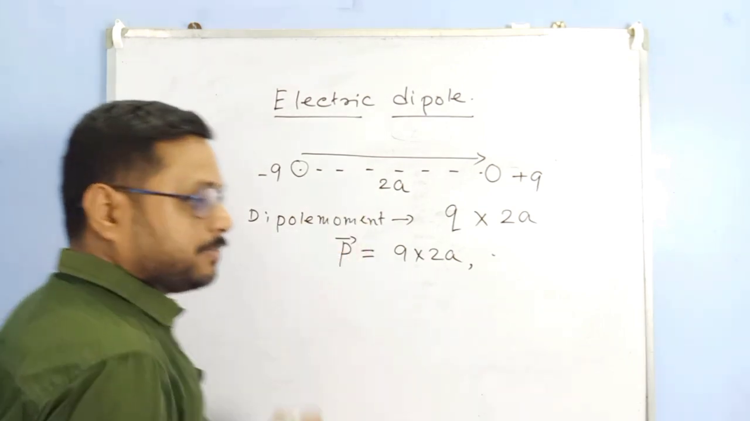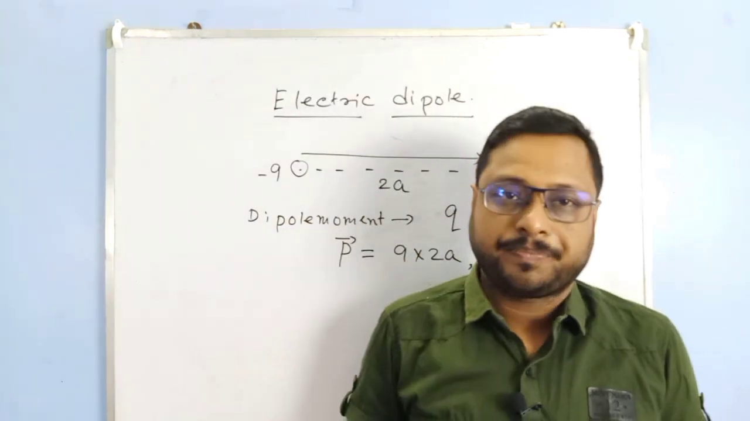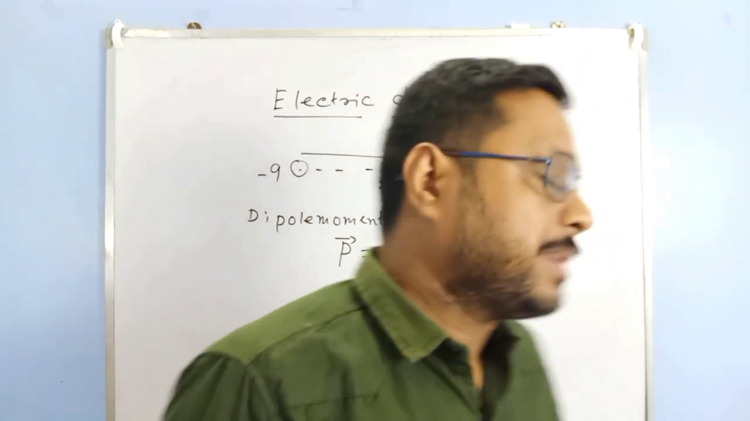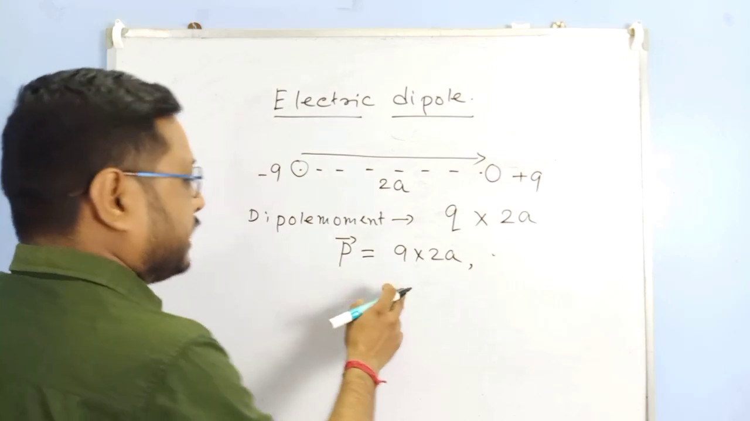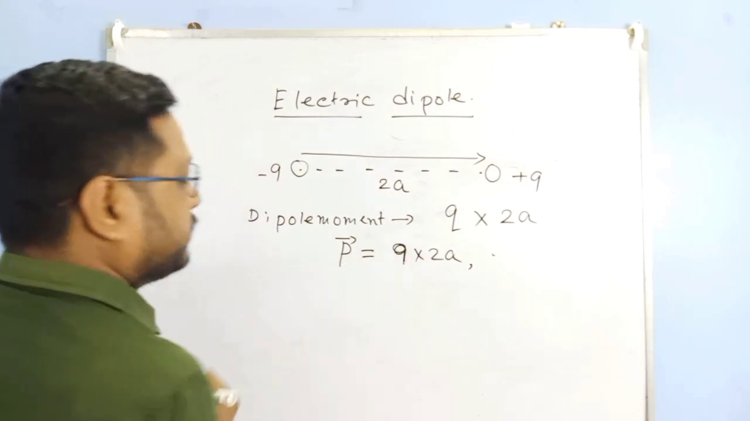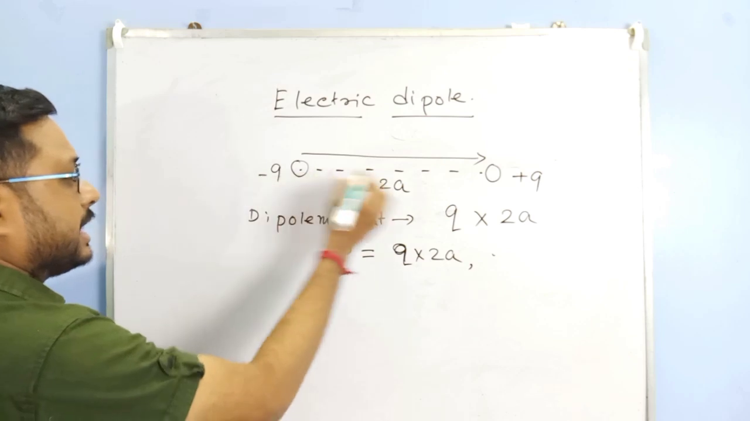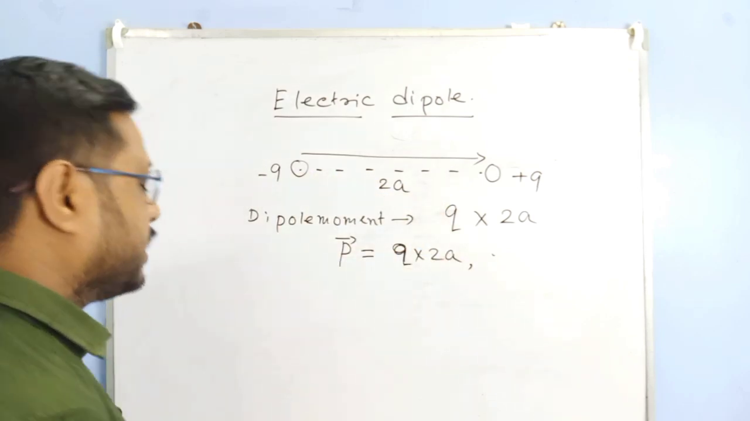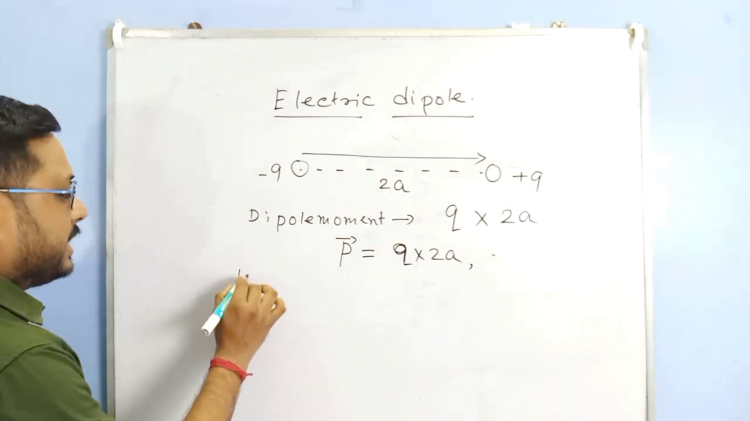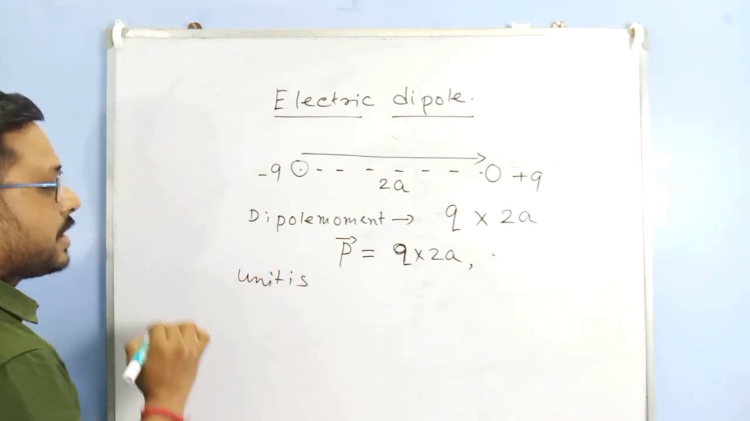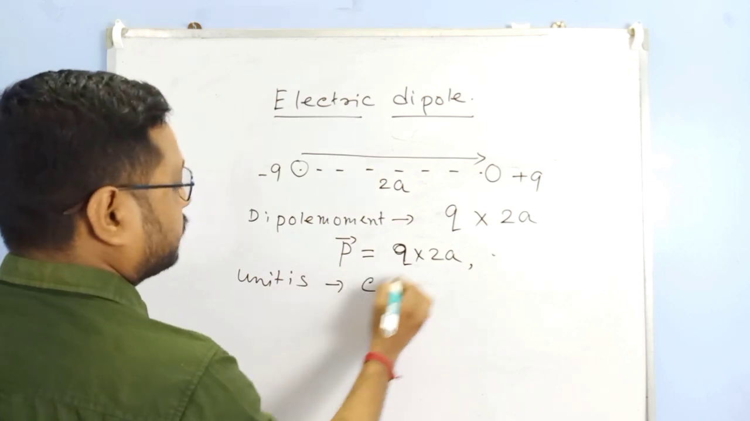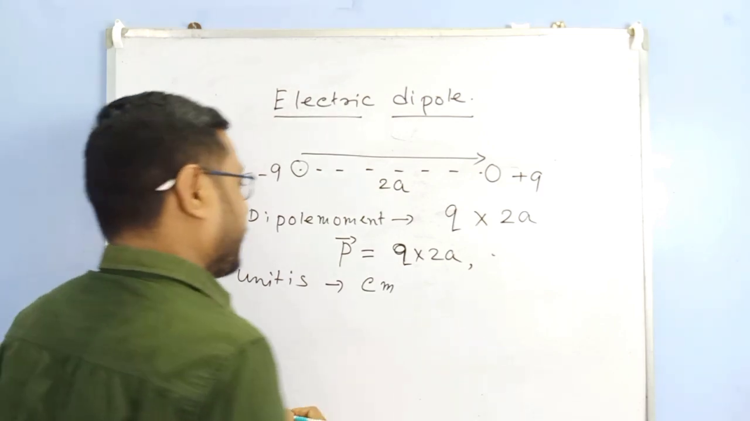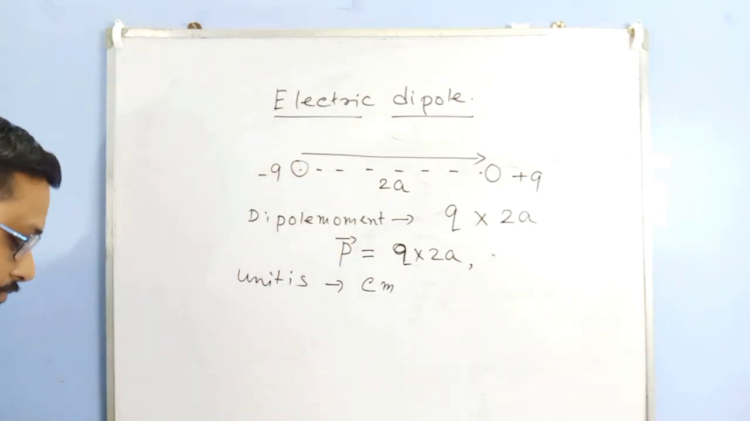The dipole moment basically gives the strength of the dipole. Which dipole is stronger and which is weaker, we can know by measuring their dipole moments. It depends on the magnitude of either charge, not the sign plus or minus, and the distance between them. So the dipole moment is a vector quantity and its unit is, as the unit of charge is coulomb, coulomb meter, C m, that is coulomb meter is the unit of dipole moment.